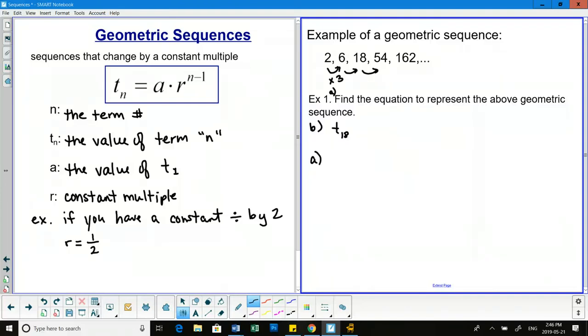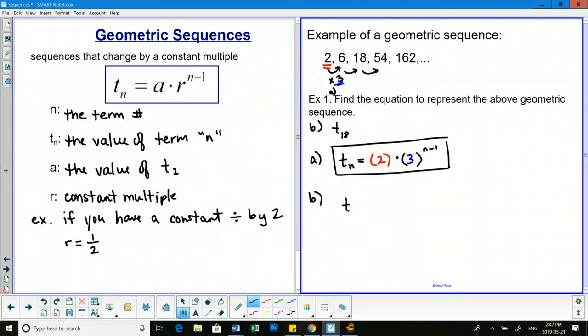So I want to plug in A and R in my formula. Tn and n will always remain as variables. So what is my a in this formula? That is the value of the first term. And what is our r? 3. That's the constant multiple. And then I'm just going to have n minus 1 up here. Okay? That's our general equation right there.